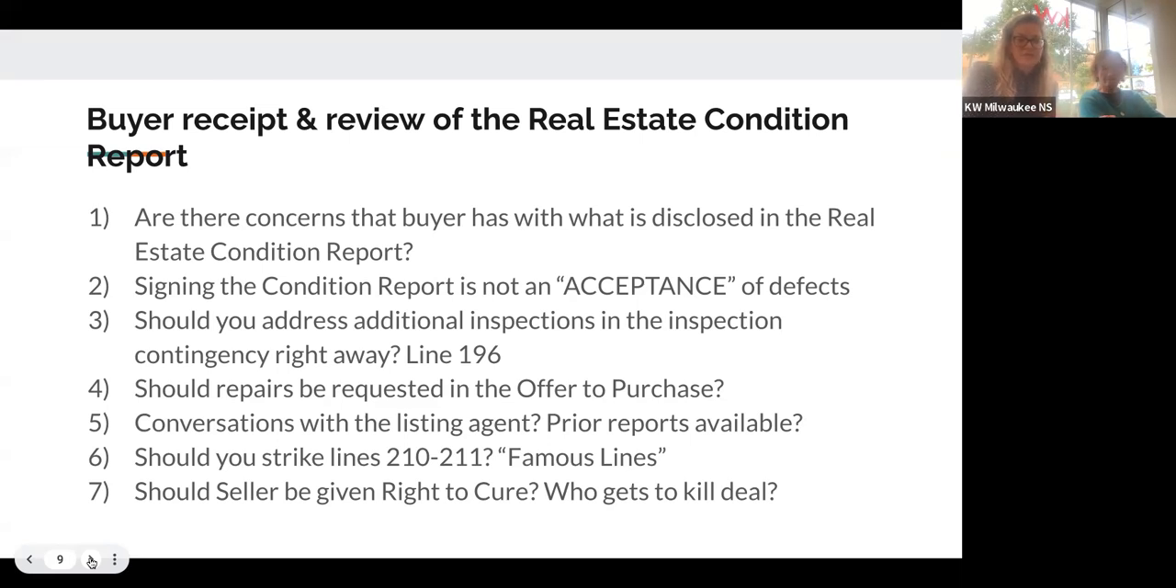Point 3 on here, should you address any additional inspections and the inspection contingency right away? On line 196, it allows for additional inspections of certain areas of the home. So if you see that a seller has disclosed an older roof, maybe you want to take this time to say that we do want a roof inspection right away on the home, and you'll write that right into the offer on line 196.